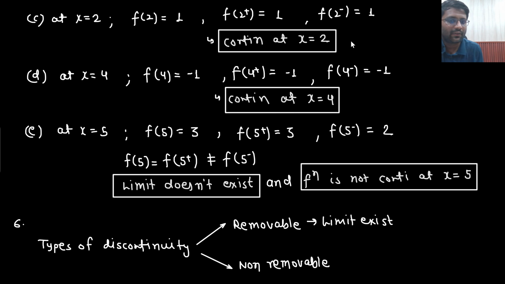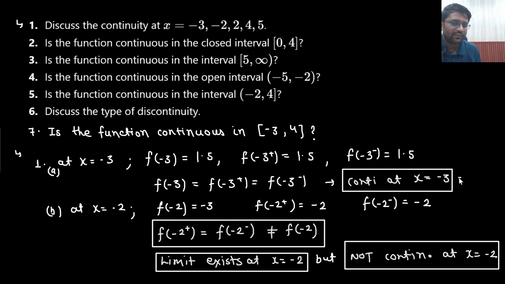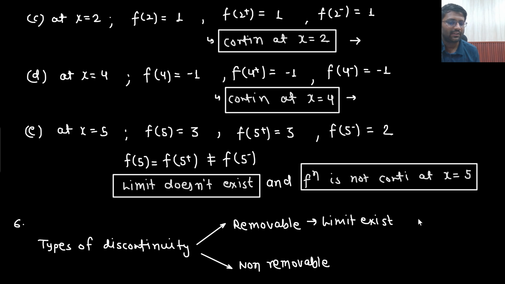Basically, if the function is continuous, we will not talk about the type of discontinuity. We will talk about the type of discontinuity only when the function is discontinuous. So we already know that function is discontinuous, and I don't need to write that down. Here the condition is that limit should exist, and non-removable means limit does not exist.